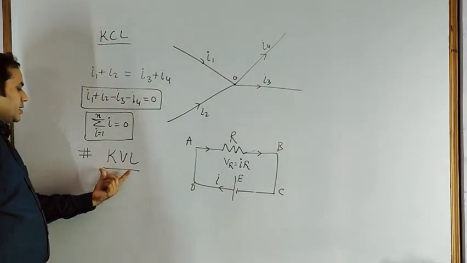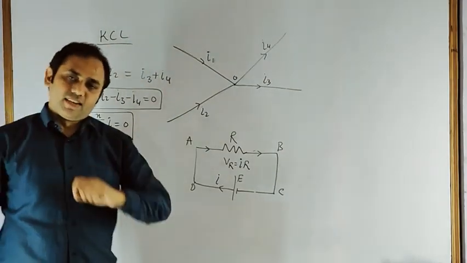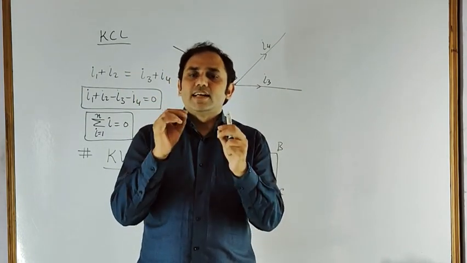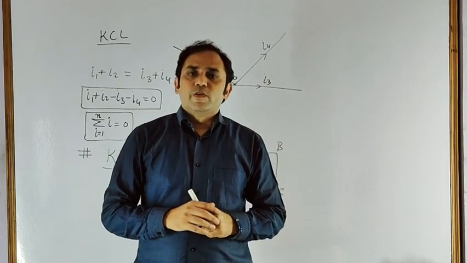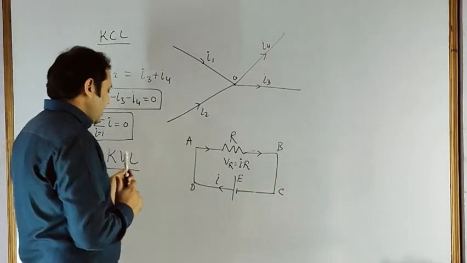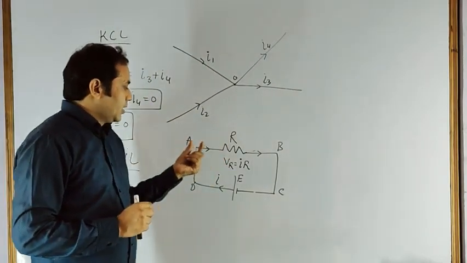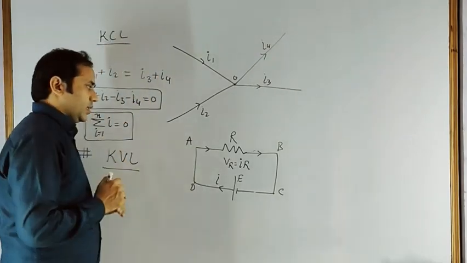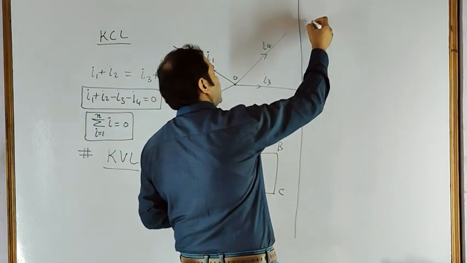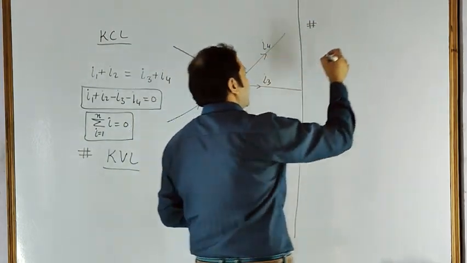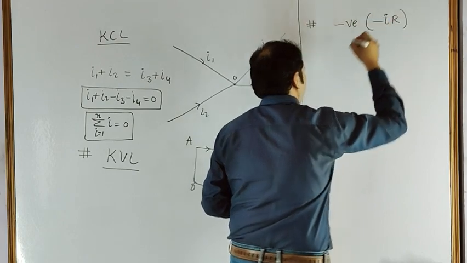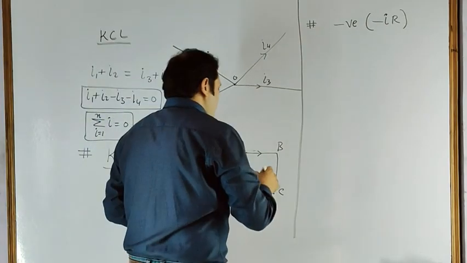So there are some rules regarding KVL. What are these rules? We will first consider them, then take an example which will clear how KVL is applied in a circuit. The basic instruction is: the drop will be considered as negative. That means the voltage drop IR will be negative if you are going along the loop.